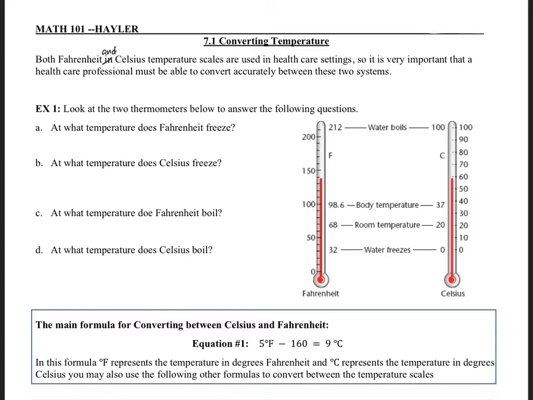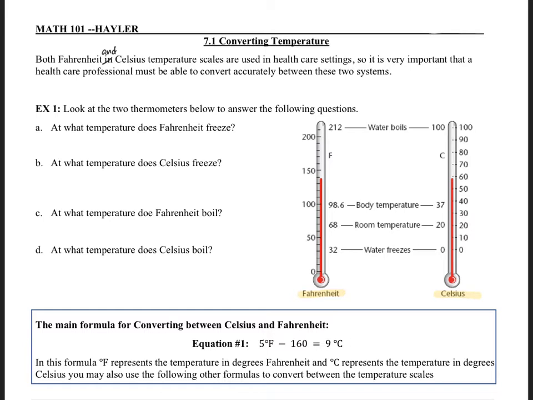So example 1, look at the two thermometers below to answer the following questions. All right, so we have these two different thermometers here. We have Fahrenheit and Celsius. So, actually take a moment, pause the video, and see if you can go ahead and fill this out by yourself, and check back in with me in a second.